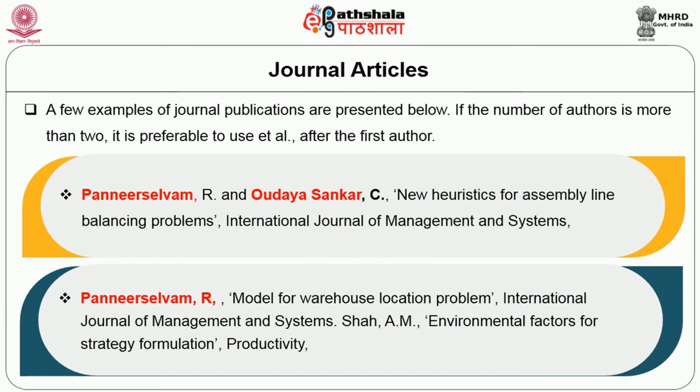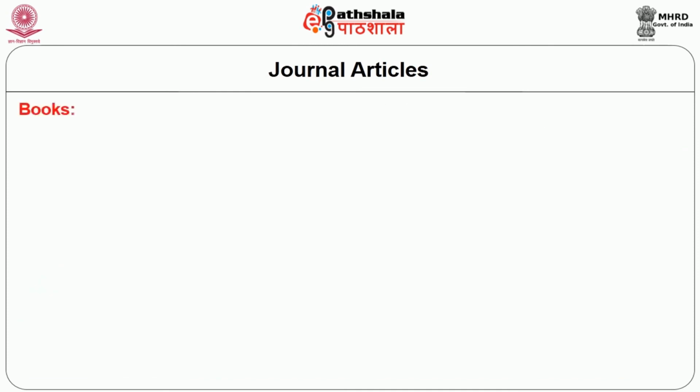If the number of authors is more than 2, it is preferable to use et al. after the first author. For example, Pannir Selvam R and Odaya Sangar, title of the article, then title of the journal, then volume, number, then year and then page number. Others are the examples given below. Then books article.